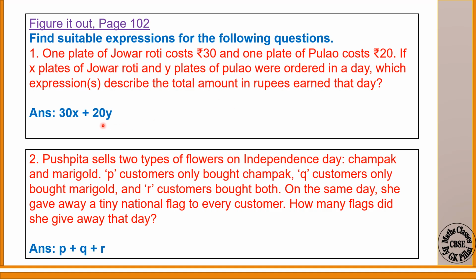The next one, Pushpita sells two types of flowers on Independence Day, champak and marigold. P customers only bought champak, Q customers only bought marigold, and R customers bought both. It's very simple. It is P plus Q plus R only, but some more explanation. On the same day, she gave away a tiny national flag to every customer. This is just faltu. This is not an important sentence. How many flags did she give away that day? It is P plus Q plus R only.